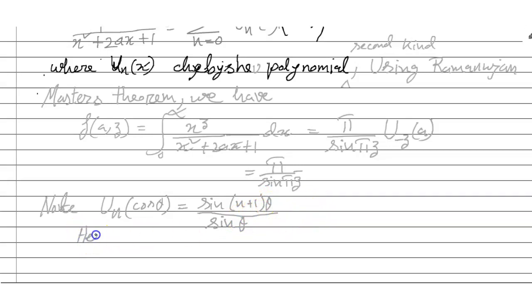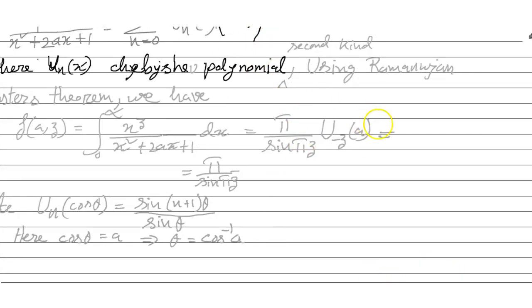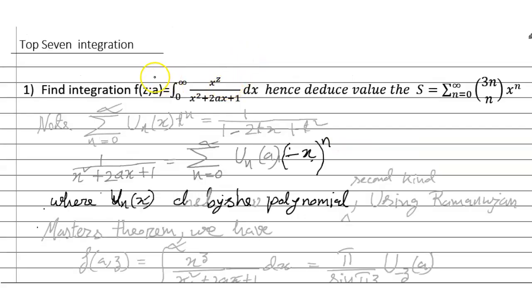Here cos theta equals a, that implies theta equals cos inverse a. So this equation can be written as sine (1 minus z) cos inverse a divided by sine cos inverse a. So friends, this is my answer. So I find out f(z, a).